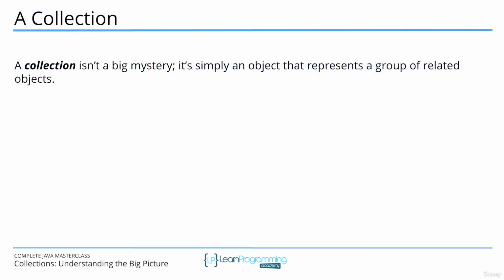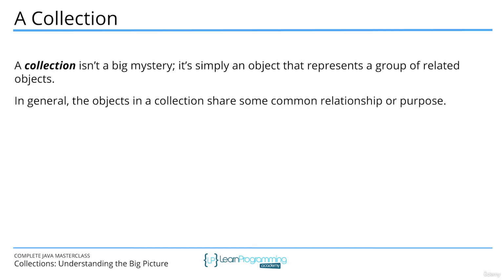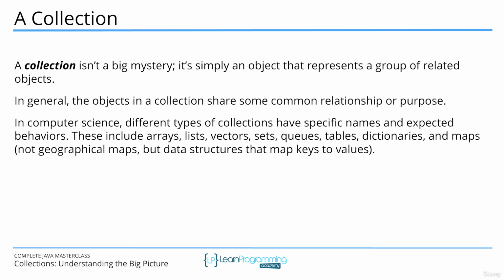A collection isn't a big mystery, it's simply an object that represents a group of related objects. In general, the objects in a collection share some common relationship or purpose. In computer science, different types of collections have specific names and expected behaviours.